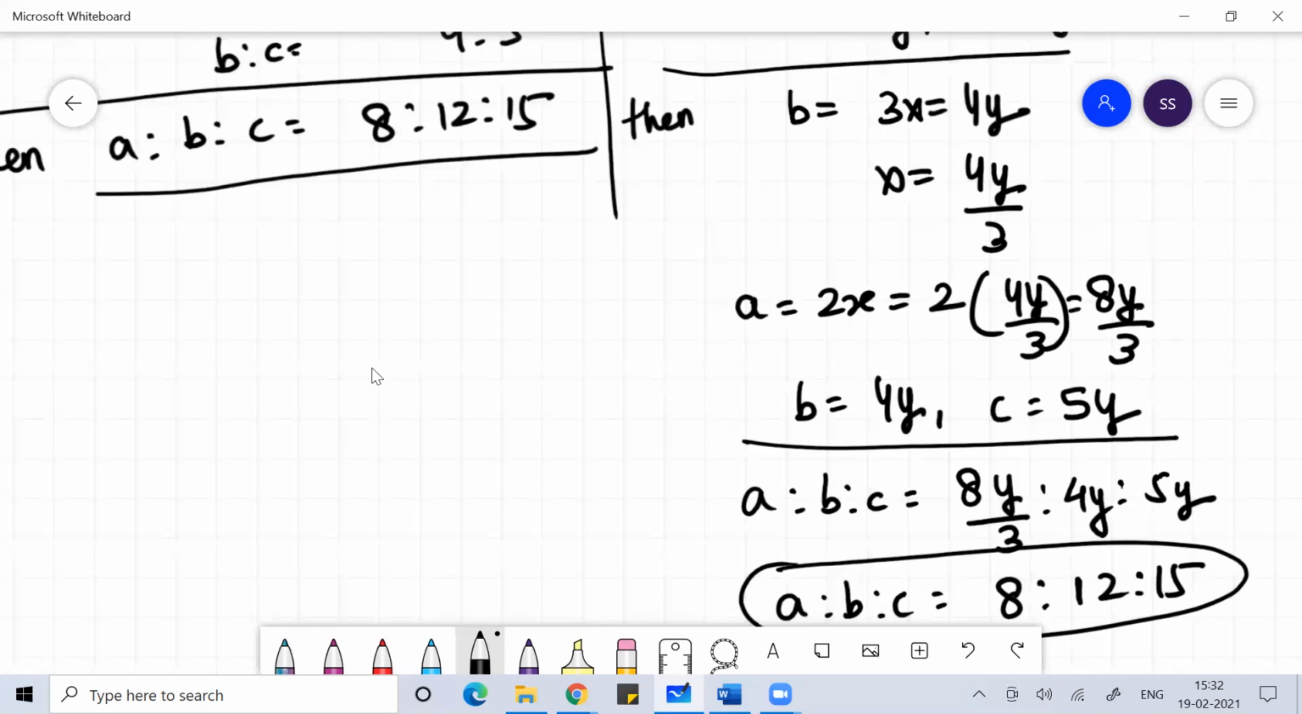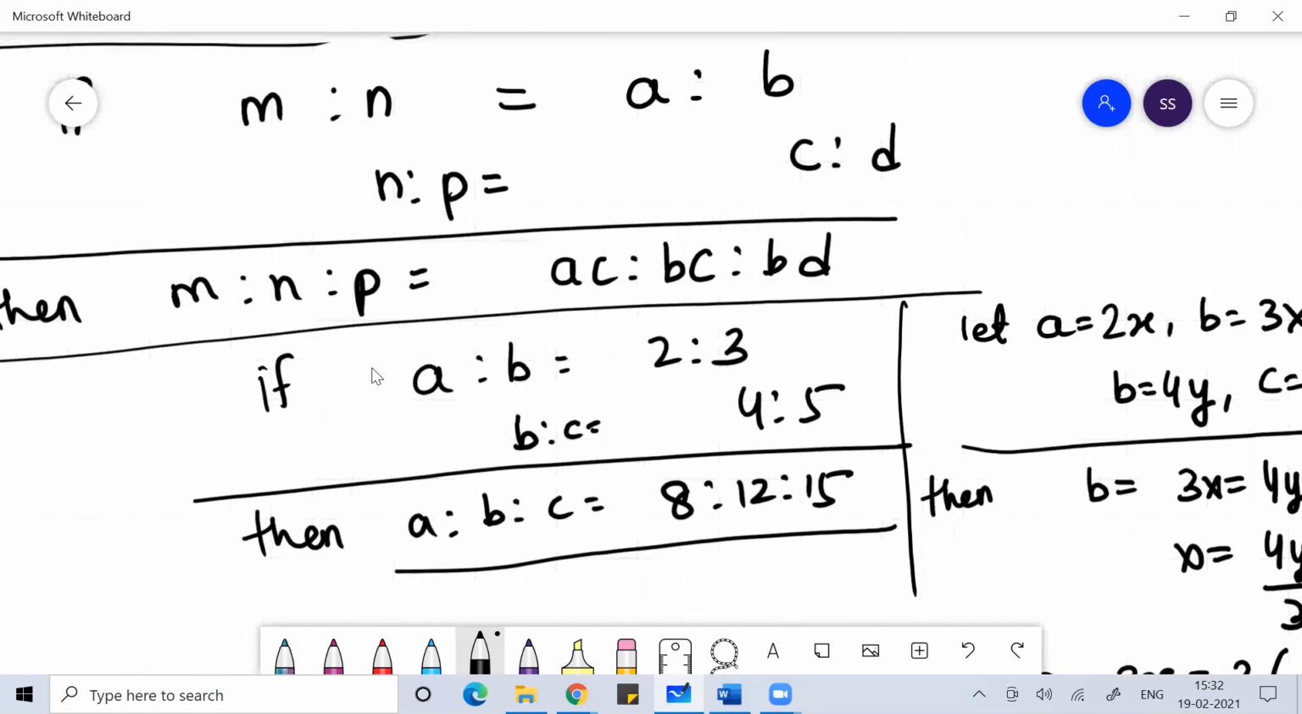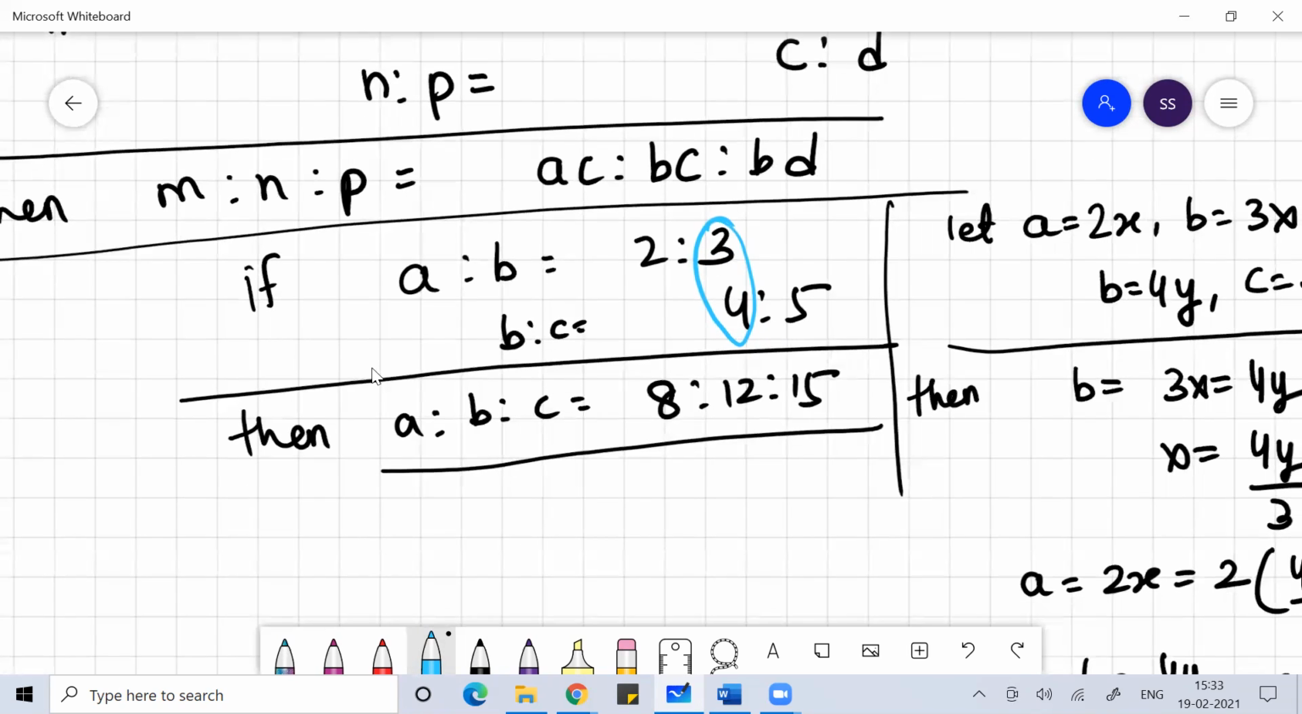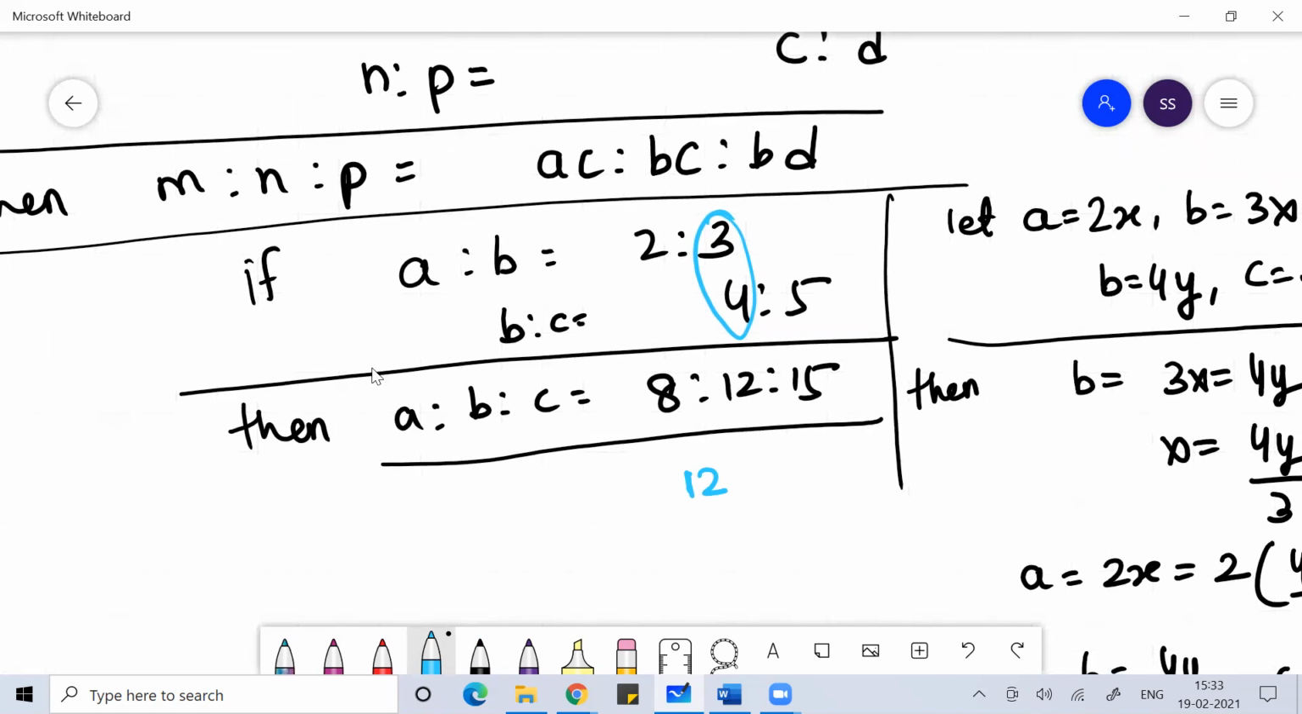So many ways are there. You can do this, or you can take an LCM. If I want to make the B values equal, how will you make them equal? Take LCM of 3 and 4, which is 12. If 4 you made 12, you multiplied by 3. Similarly, 5 multiplied with 3, you'll get 15. And 3 you made 12, so you multiplied it by 4. So multiply 4 with 2, how much will you get? You'll get 8. So you're getting the logic.